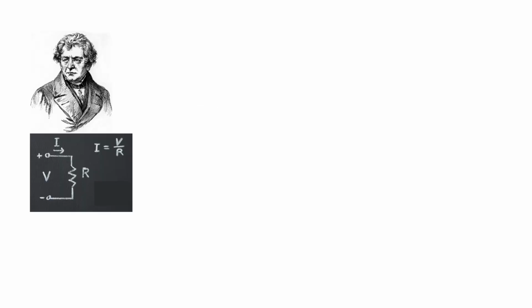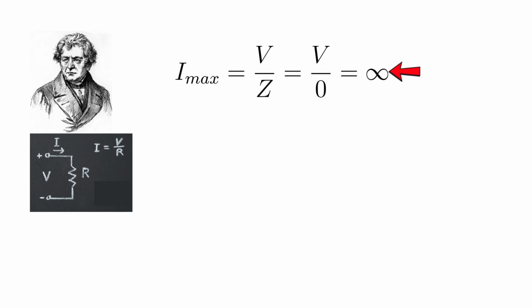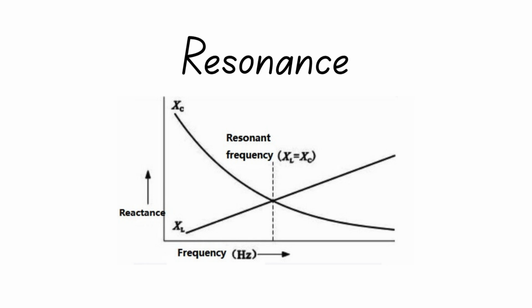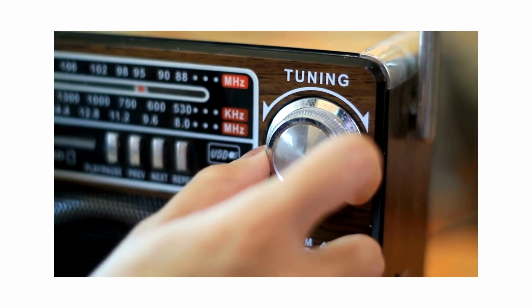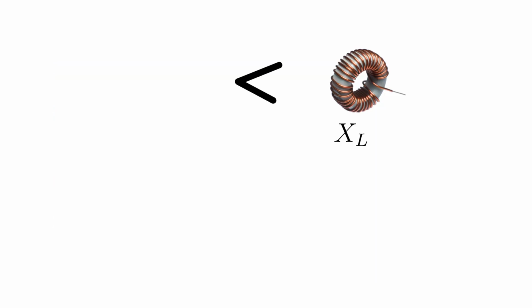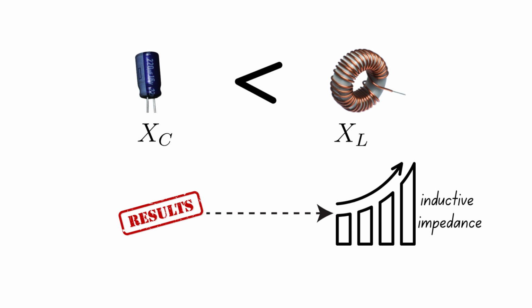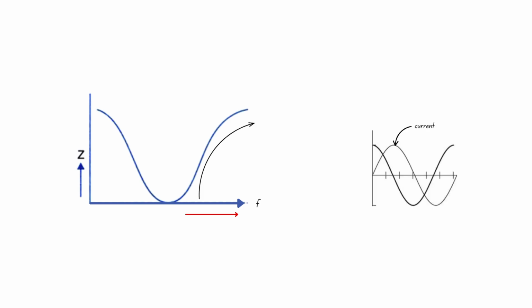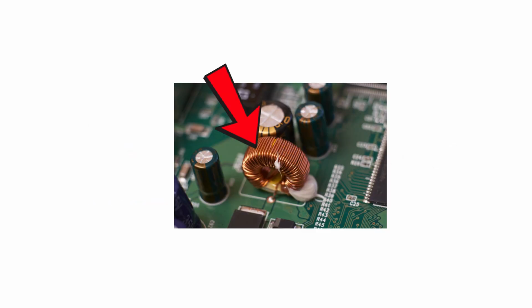From Ohm's law, it follows that the current flowing through the circuit is infinity and is in phase with the supply voltage. This phenomenon is known as resonance, and the frequency at which this occurs is known as the resonant frequency. If the frequency is increased beyond this resonance point, the inductive reactance becomes larger than the capacitive reactance, resulting in a growing net inductive impedance. So, as the frequency is increased further, impedance increases and thus the current decreases and is now lagging the supply voltage by 90 degrees.